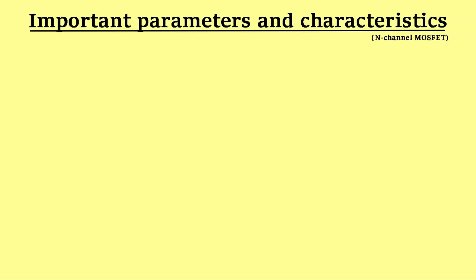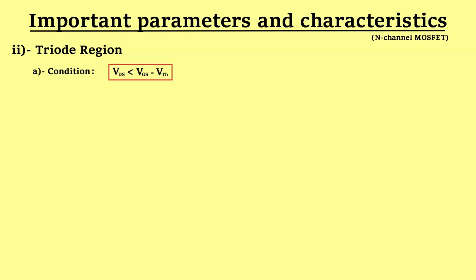We will see a few important parameters, taking the N-channel MOSFET into consideration. First, consider the cutoff region. We actually have no parameters in this particular region, obviously because of no current flowing within the MOSFET. Now consider the triode region. The condition for the triode region is that the drain to source voltage should be smaller than the overdrive voltage.